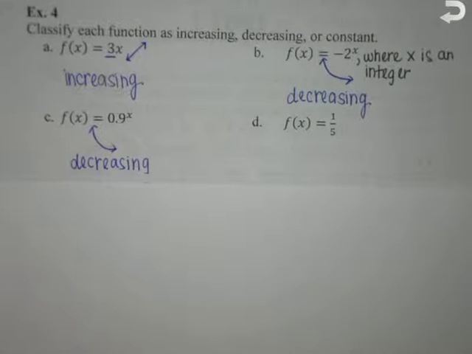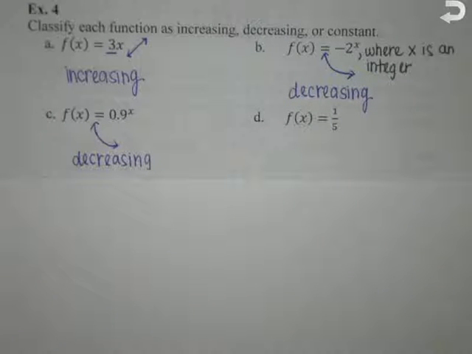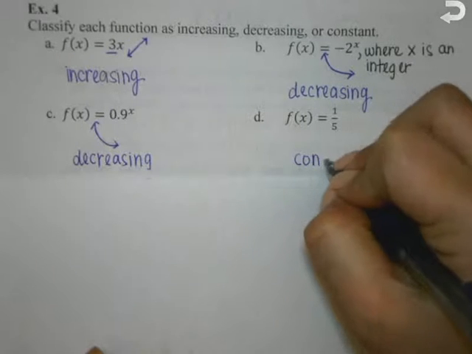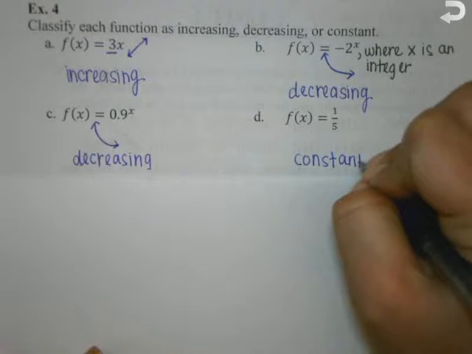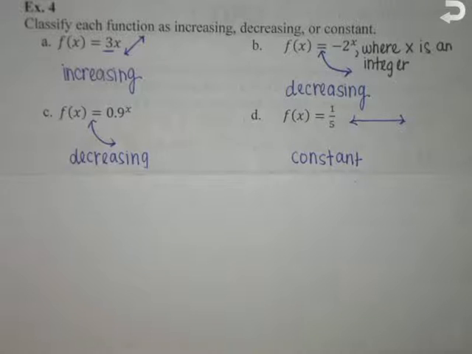Okay? What about f of x equals 1/5? There's no x's in there at all. So what kind of function is that? That's a constant function. And it's actually a horizontal line. It looks like this. So constant functions are just numbers. There's no variables at all in there.